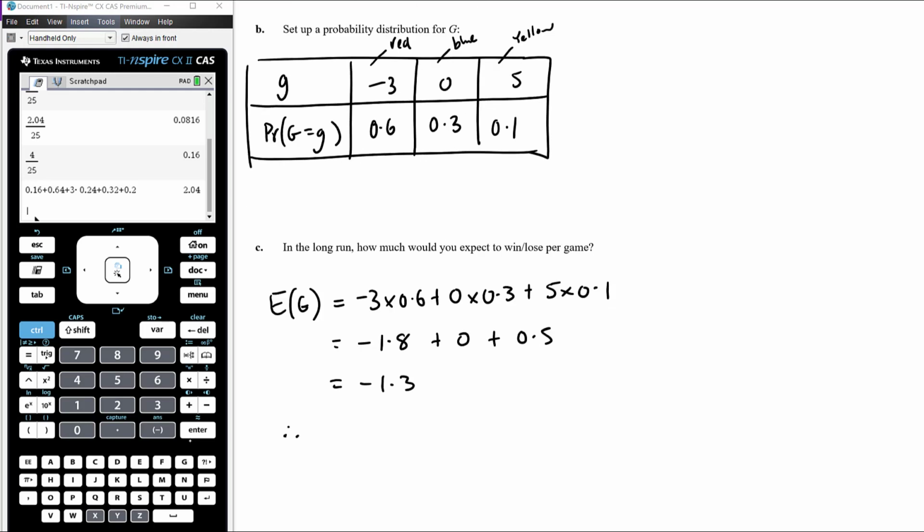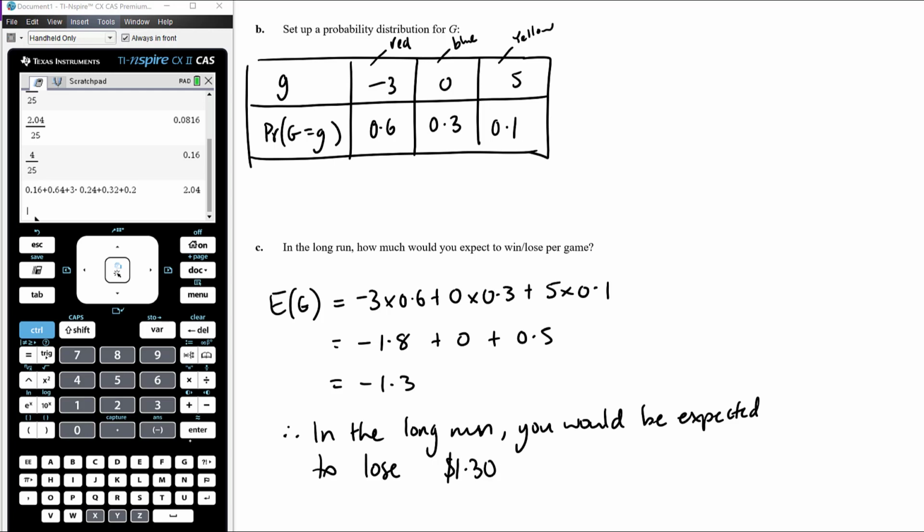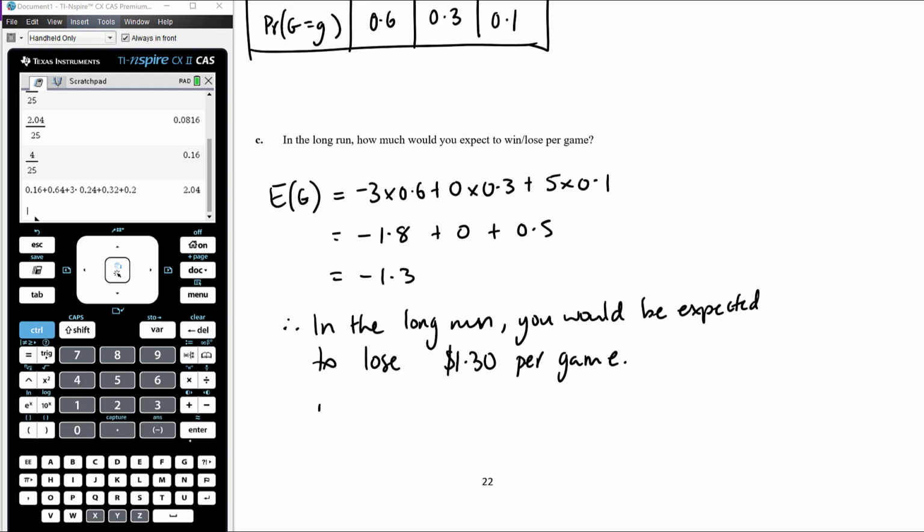Therefore, in the long run, you would be expected to lose $1.30 per game. So this is not a good game to play. It doesn't mean that you won't win occasionally. It just means on average you should be expected to lose $1.30 per game, and therefore over the long run you would be losing. So therefore not a good game to play.